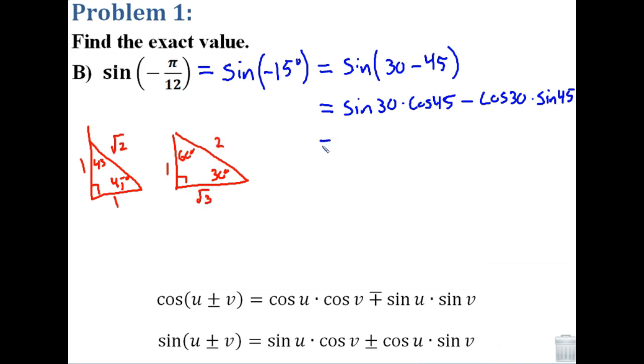Okay, doing this a piece at a time. Sine of 30 is going to be equal to 1 over 2. Cosine 45, if we use this 45 here, is 1 over root 2 again. And then minus cosine 30 would be root 3 over 2. And sine 45 will be 1 over root 2.